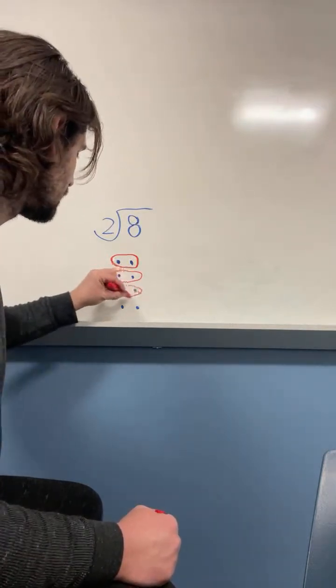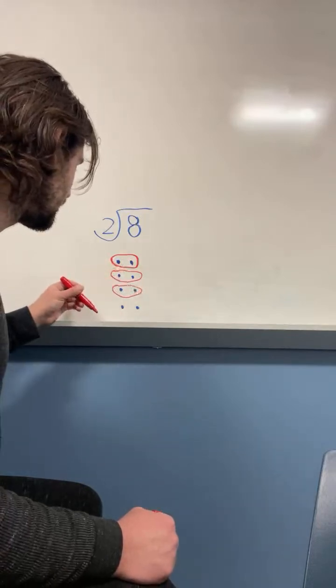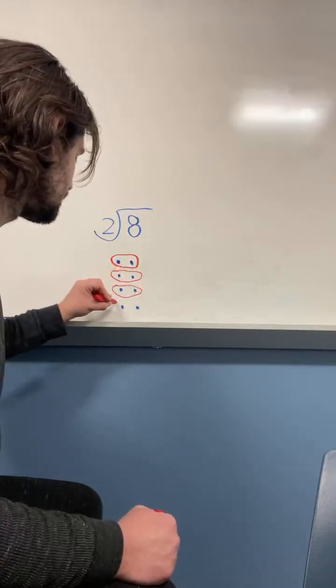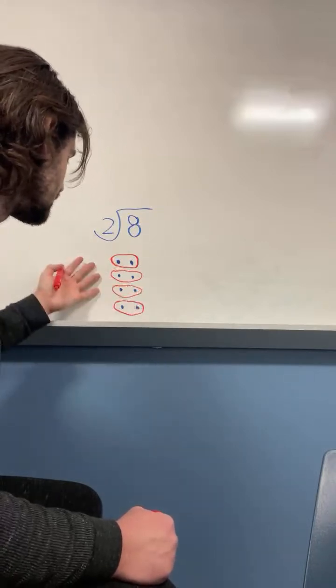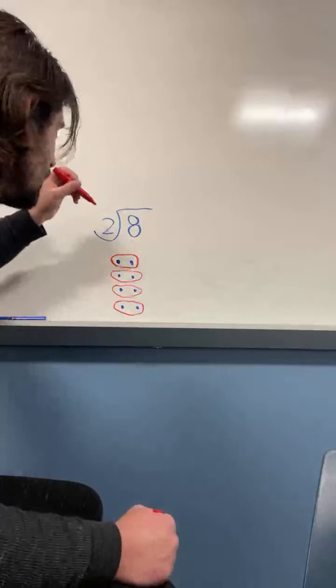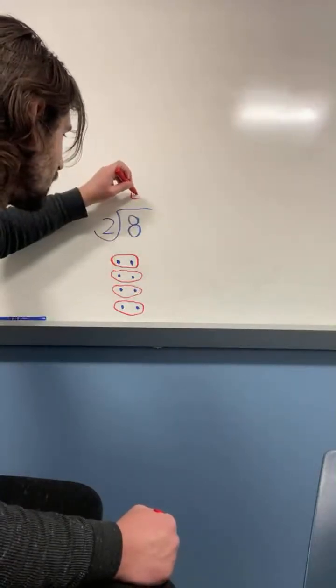I have a third circle. 3 groups of 2. Fourth circle, that is 4 groups of 2. 1, 2, 3, 4. So 8 divided by 2 equals 4. We have our answer.